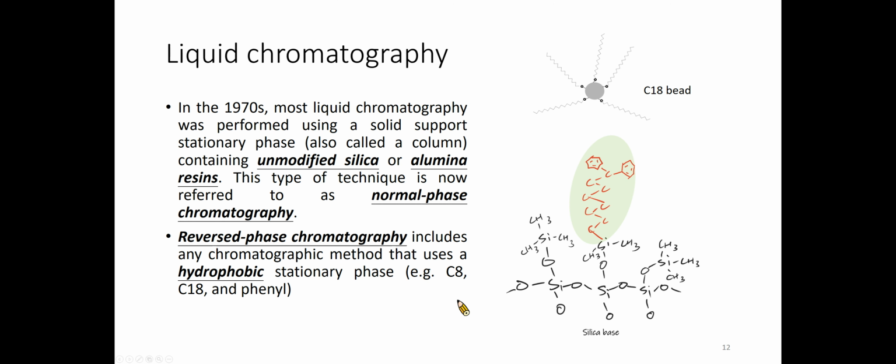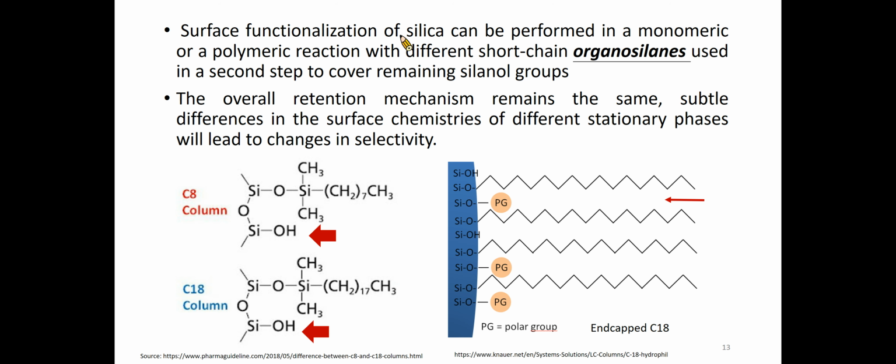At the initial phase of LC development, most LC was performed using a solid support stationary phase containing unmodified silicate or alumina resins, which is now referred to as normal phase chromatography. Reverse phase chromatography, the most commonly used chromatography technique nowadays, contains a hydrophobic stationary phase such as C18 or phenyl groups. The functional groups coated on the silica surface will determine the selectivity of the column.